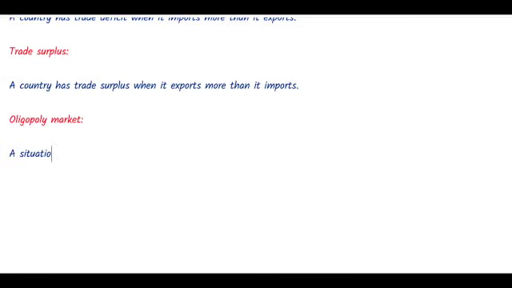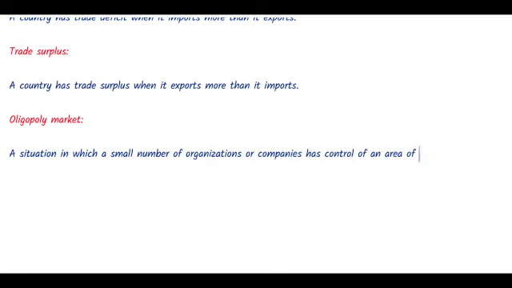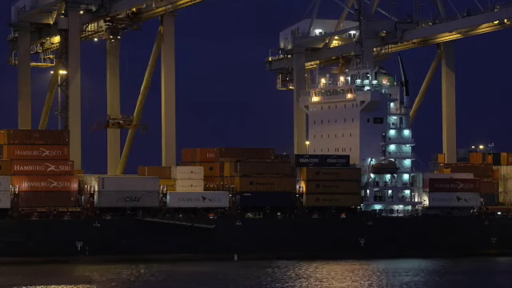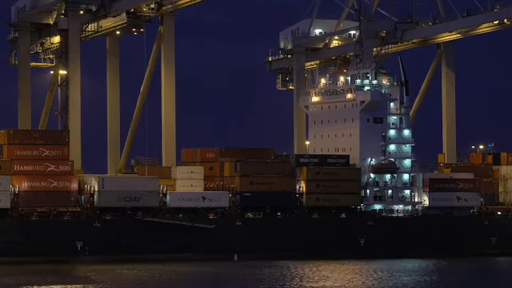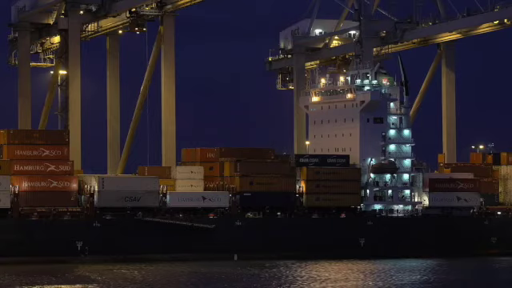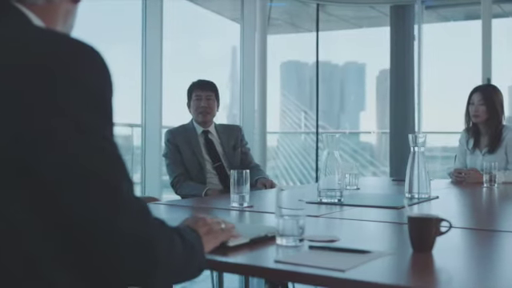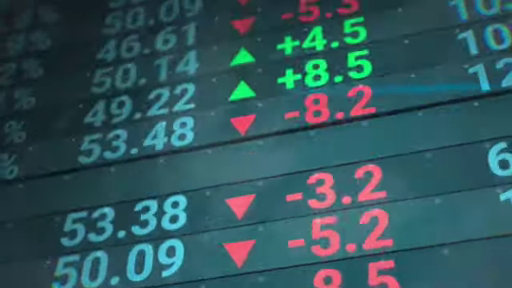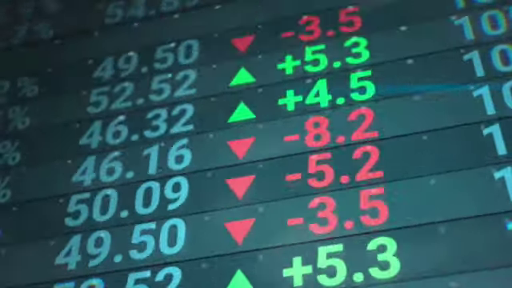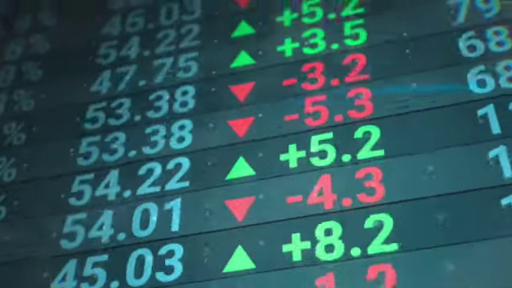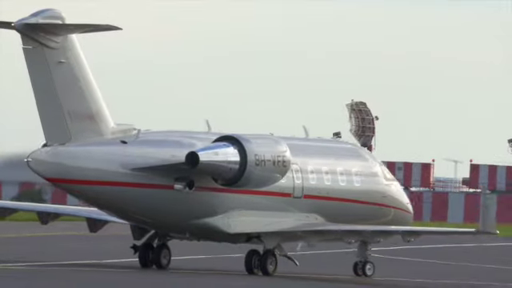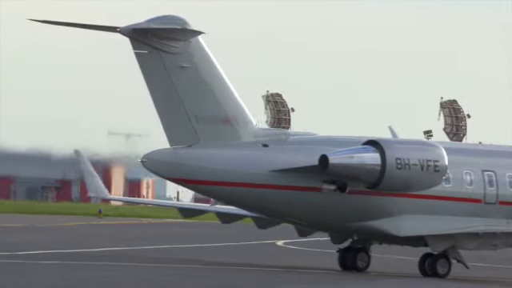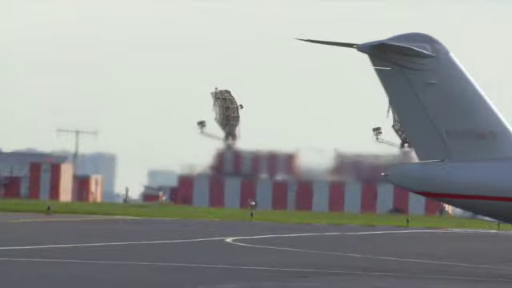Oligopoly market, a situation in which a small number of organizations or companies has control of an area of business so that others have no share. Government policy can discourage or encourage oligopolistic behaviors, and firms in mixed economies often seek government blessings for ways to limit competition. Nevertheless, examples of oligopolies can be found across major industries like oil and gas, airlines, mass media, automobiles, and telecom.